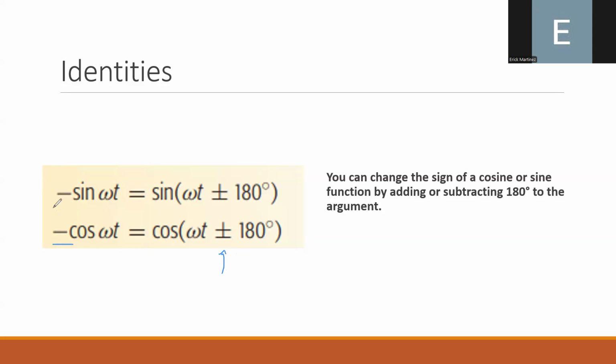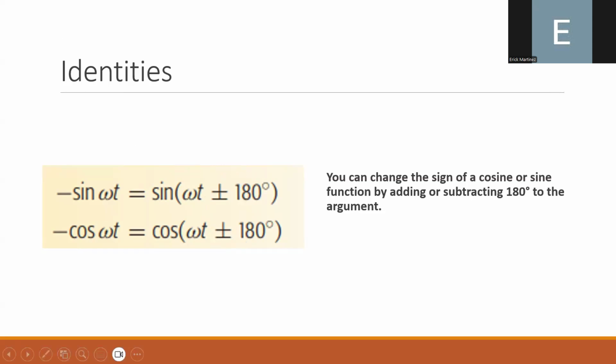But here we also have a negative sine wave. And if I want to convert it to a positive sine wave, I can add or subtract 180 degrees. Okay, so that is very, very important. So if you want to convert a negative sine wave or cosine wave, basically what you can do is add or subtract 180 degrees to the argument. That is a very important condition.